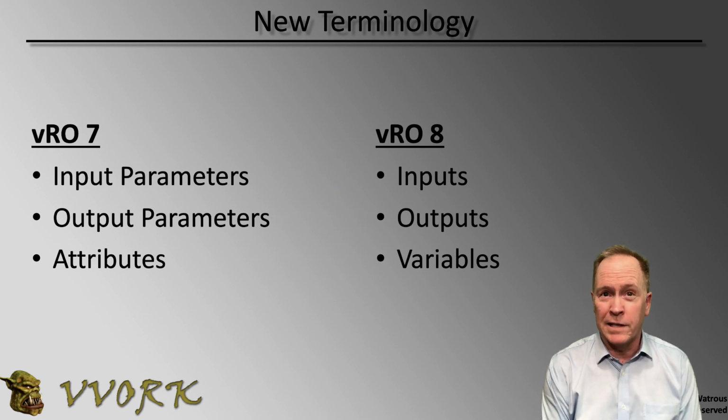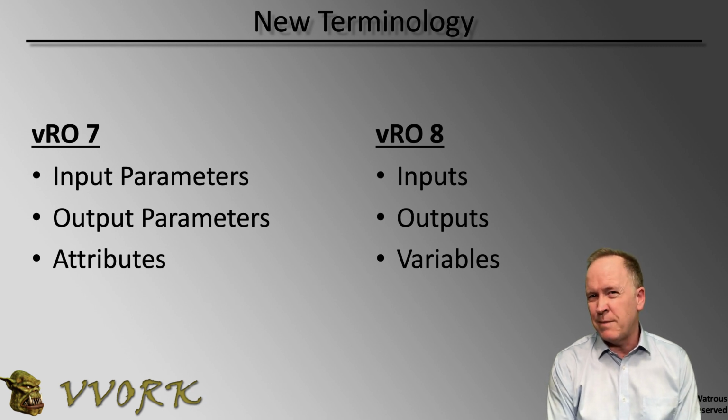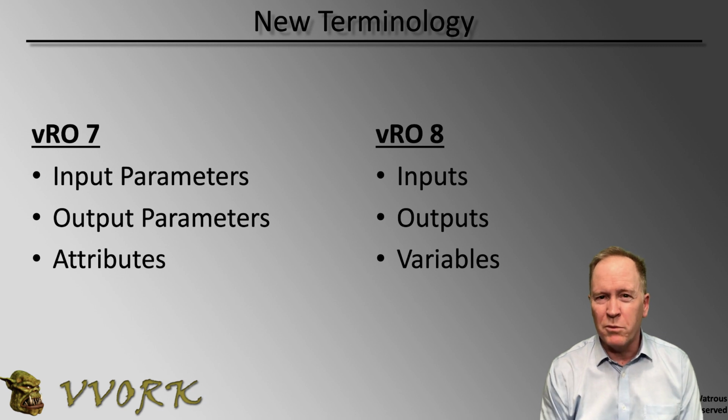I love the fact that I don't have to say input parameters, output parameters. I can just say inputs and outputs. That's nice. I'm a little perplexed, though, why we changed attributes to variables. I suspect they changed the name attributes because that name's scary and it throws people off. Oh my gosh, what's this attribute thing?